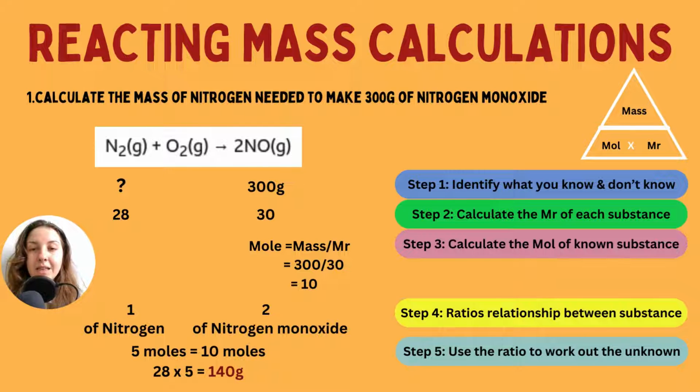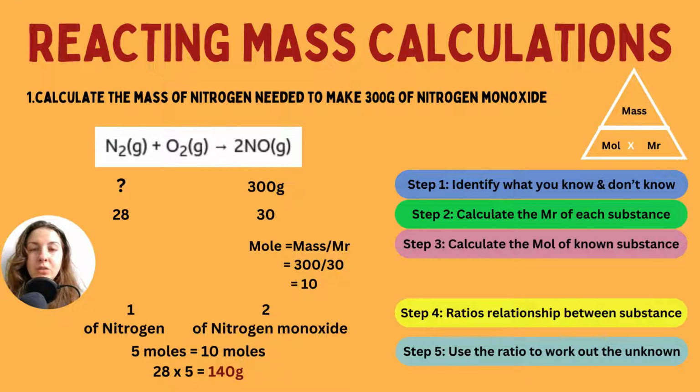The question is, calculate the mass of nitrogen needed to make 300 grams of nitrogen monoxide. So they will give you in the exam a periodic table, so don't worry about that, but they will also give you an equation. So the reaction you can see is nitrogen, N2, and it's in a gaseous form because of the state symbol there. It reacts with oxygen, also a gas, and it forms 2 lots of nitrogen monoxide. Remember, monoxide is just one oxygen. Okay, that's why it's NO. All of them are gases.